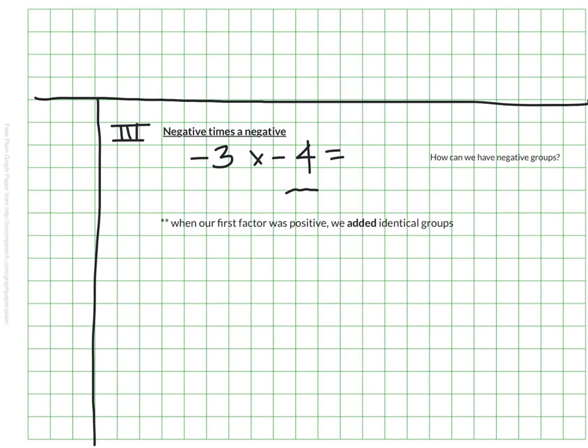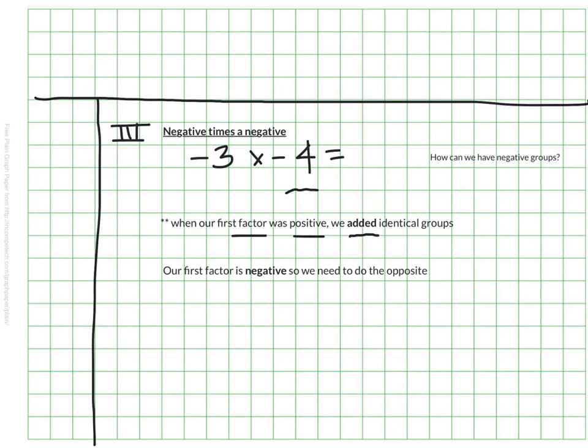So to answer that, we need to remember that in our first examples, when our first factor, the first number, was positive, we added groups, right? We kept adding groups as many times as our first factor told us to. So since this is negative, we need to do the opposite, which means, strangely enough, that somehow we need to remove 3 groups of negative 4, right?